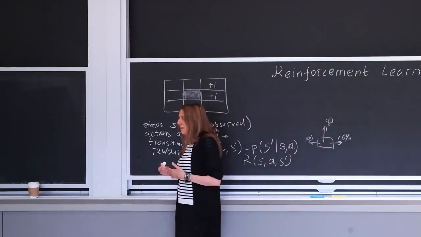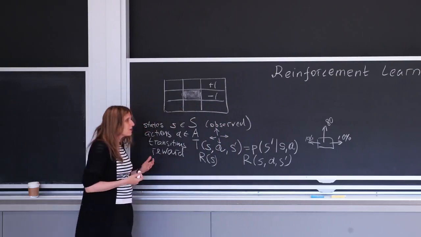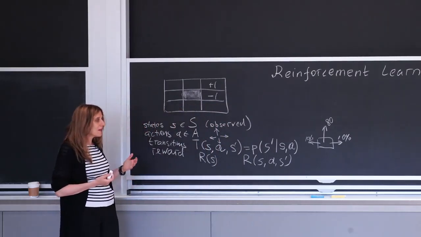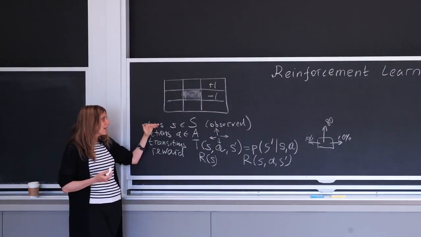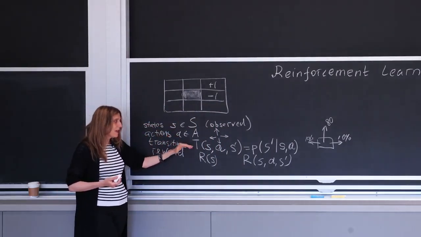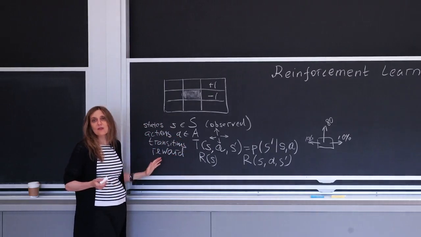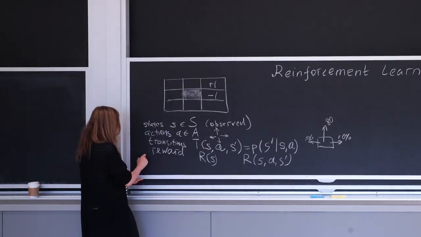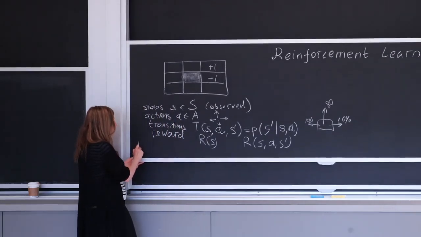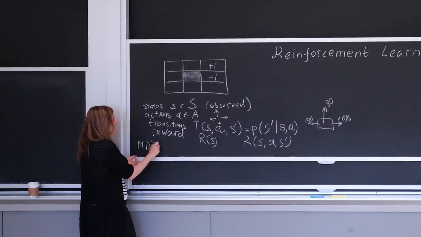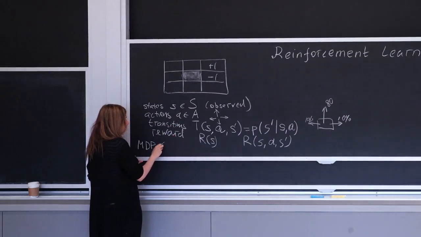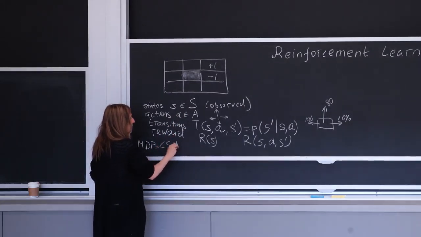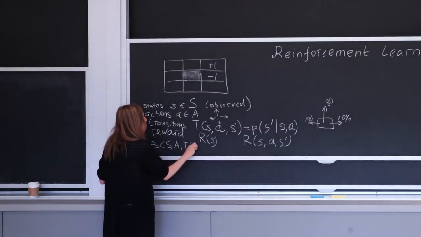And when we're talking about Markov decision process, we would assume that the states, actions, transition, and rewards are given to us. So pretty much we can say that MDP, Markov decision process, is just a quadruple of all these values. So it will be S, A, T, and R.